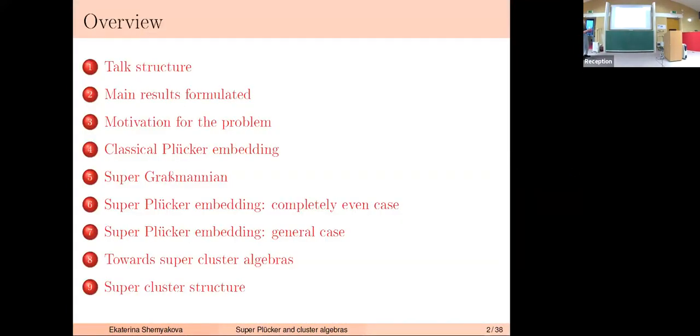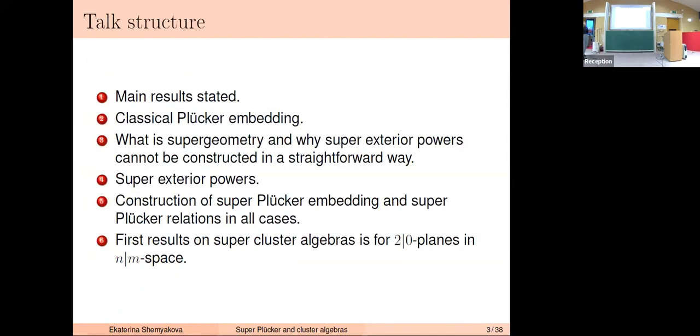Okay, so let's see the following. This is the structure of the talk. First I will state the main results, so it's nice to say what actually was done and what other people did. Then classical Plucker embedding, just to introduce notations. Then what is supergeometry? And for Plucker embedding, we will need super exterior powers.